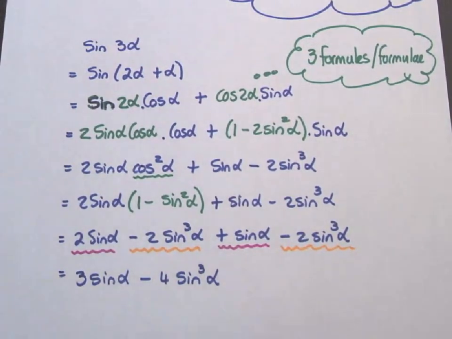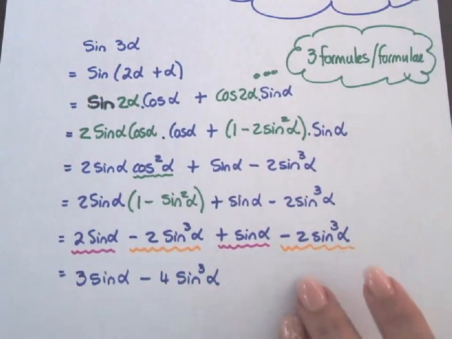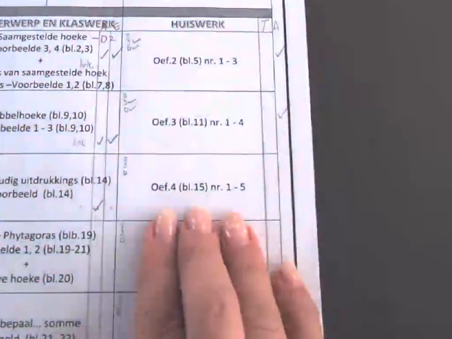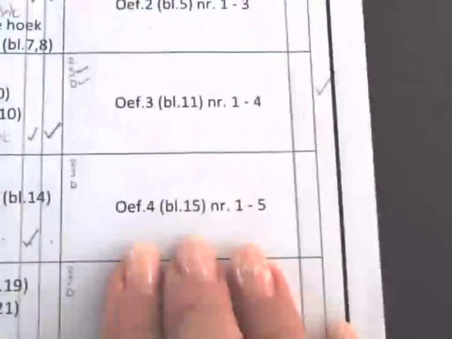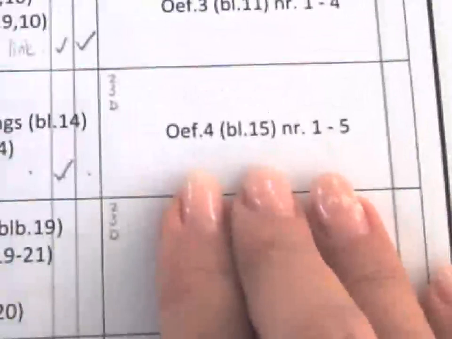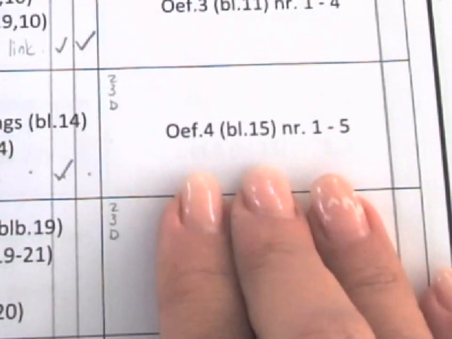Okay. Your homework. Silence. Your homework for tomorrow is exercise 4, page 15, number 1 to 5. And now we have to mark all the previous ones. So we start at exercise 1.